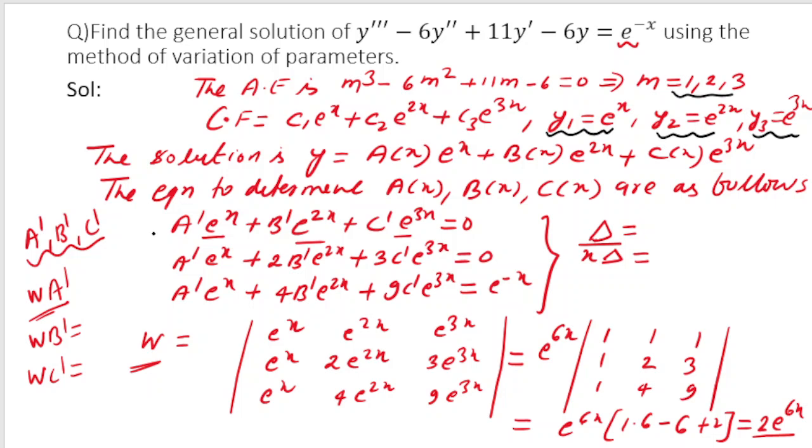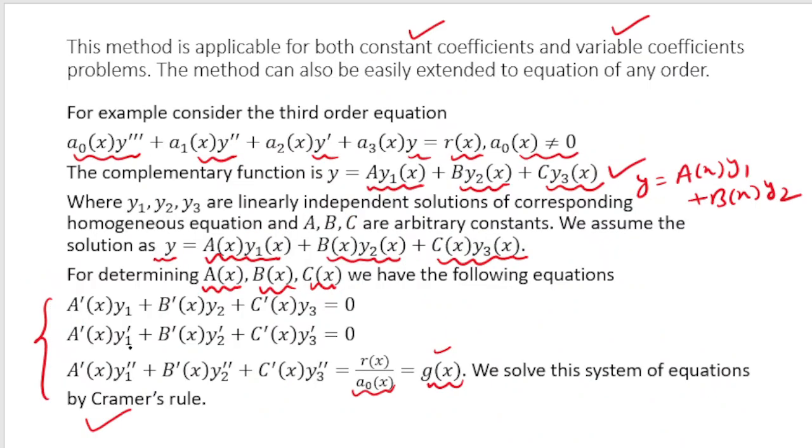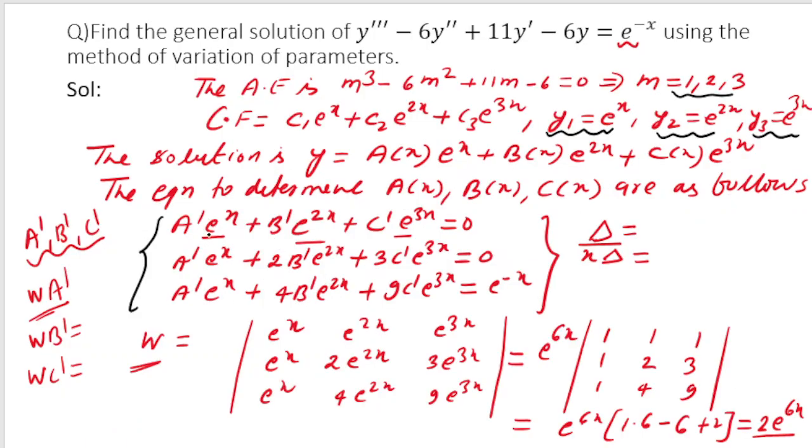Once we write this, these three equations you have to keep in mind, and it is not very difficult to remember them. It is a dash y1, b dash y2, c dash y3 equals zero; then a dash y1 dash, b dash y2 dash, c dash y3 dash equals zero; and a dash y1 double dash, b dash y2 double dash, c dash y3 double dash equals the right hand side. This is what you have to remember. So a dash, b dash and c dash remain the same, along with y1, y2, y3. You can even visualize it as the Wronskian if you write these terms as a determinant.